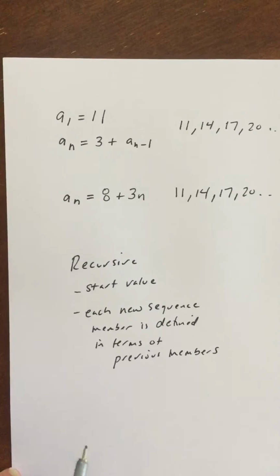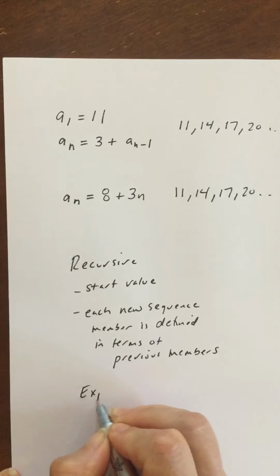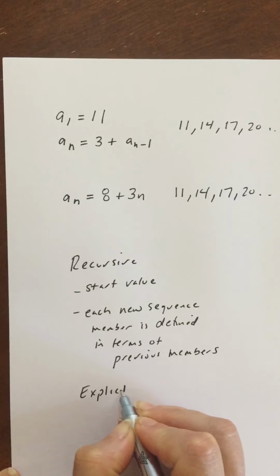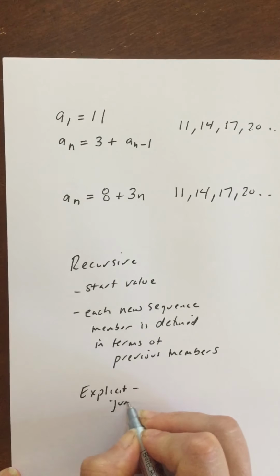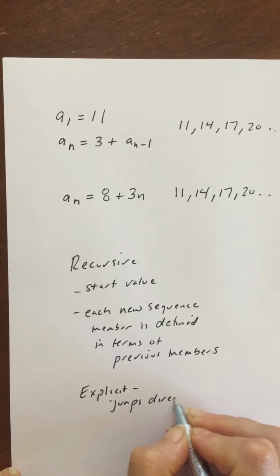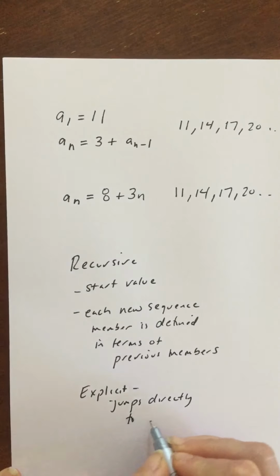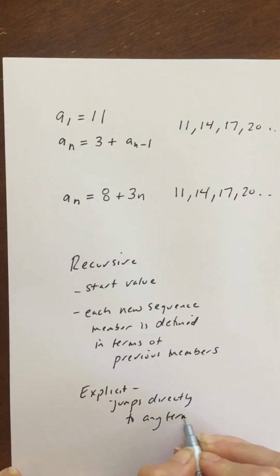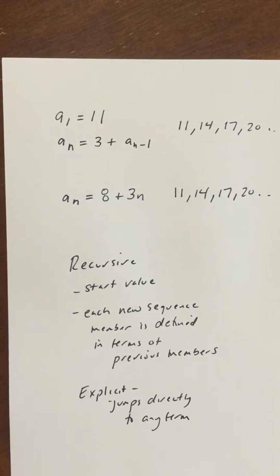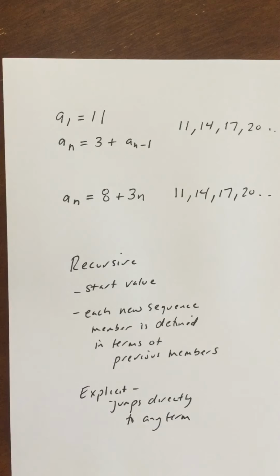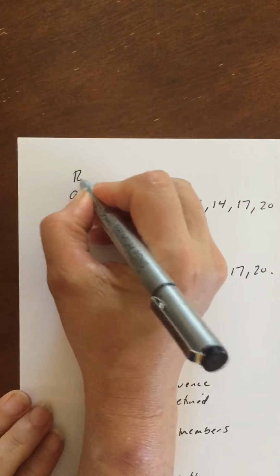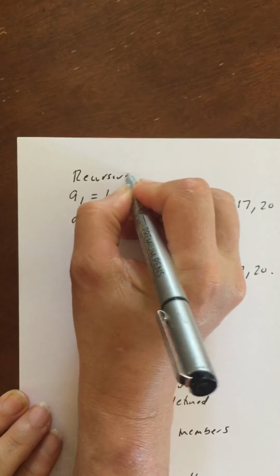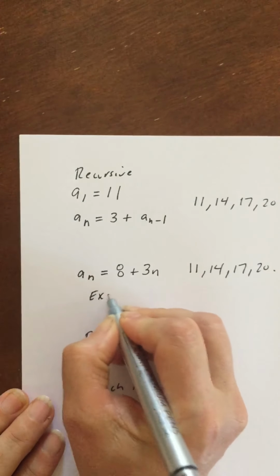An explicit definition, what that does is it jumps directly to whatever term you want. So I'll say to any term. Okay, so explicit, you could jump to the millionth term just from the definition. Whereas the recursive sequence, you have to build your way up there. Okay, so this first one, again, is a recursive sequence, and this one is an explicit one.